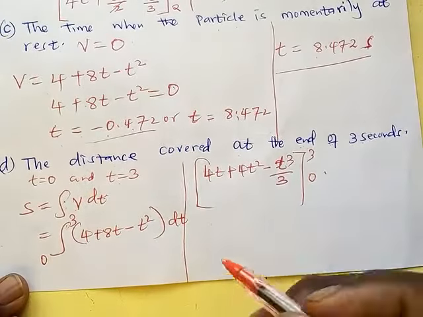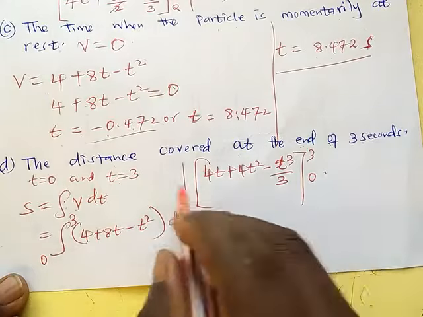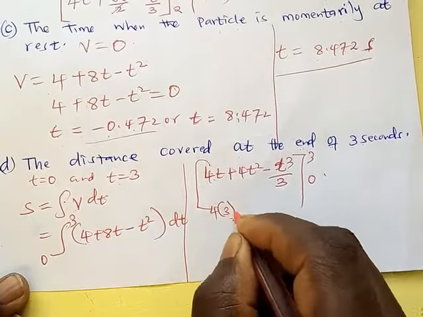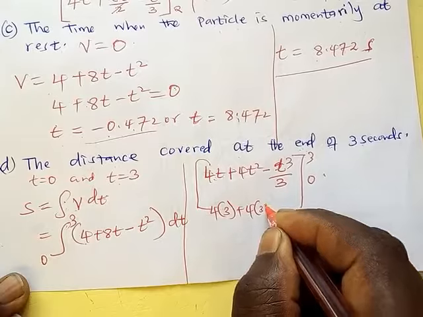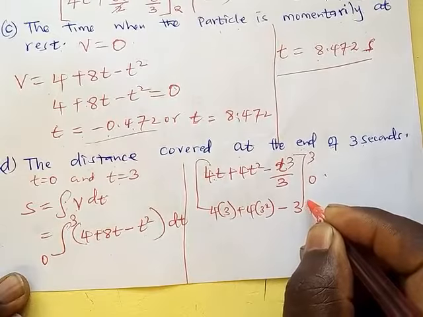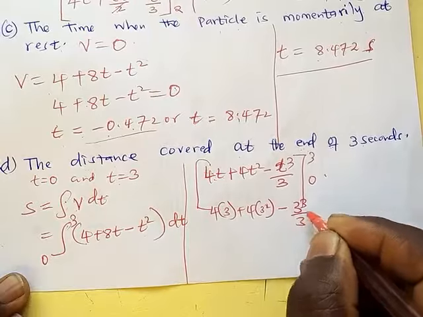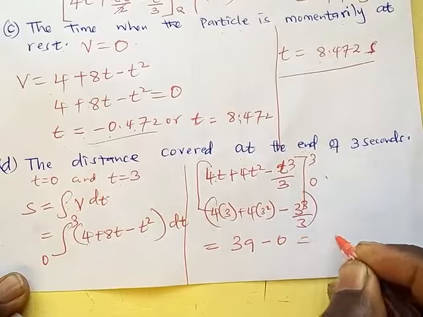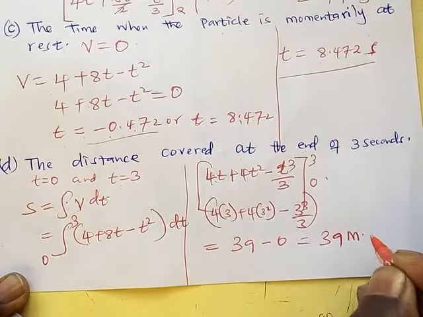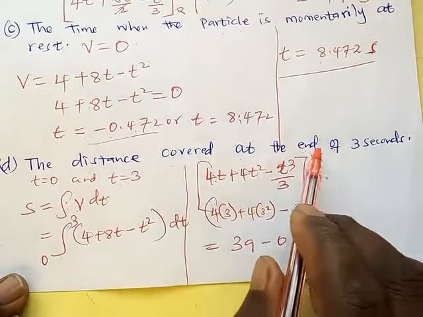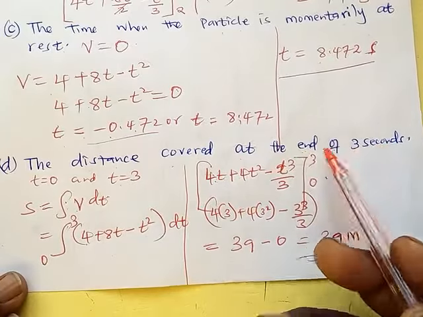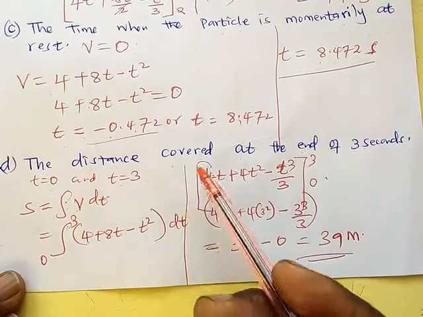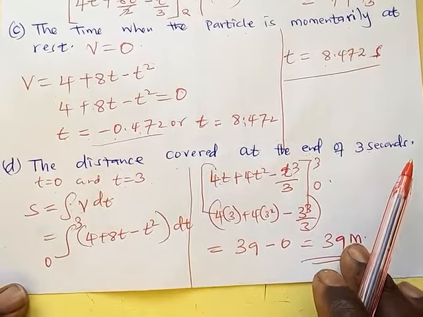When we use that, we substitute t with 3, so that is 4 into 3 plus 4 into 3 squared minus 3 cubed divided by 3. This will give us 39 minus 0, and the answer is 39 meters. So that is the distance covered at the end of 3 seconds. You remember we are asking at the end, so it must have started at 0 so that it can end at 3. That is the only trick in this sum.